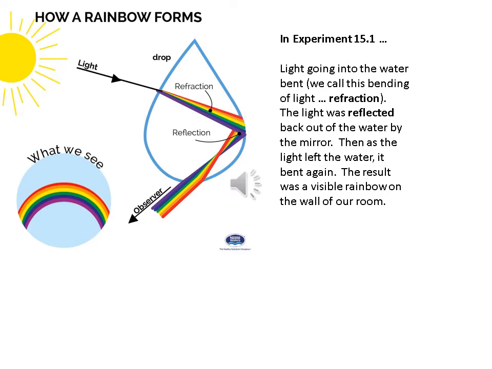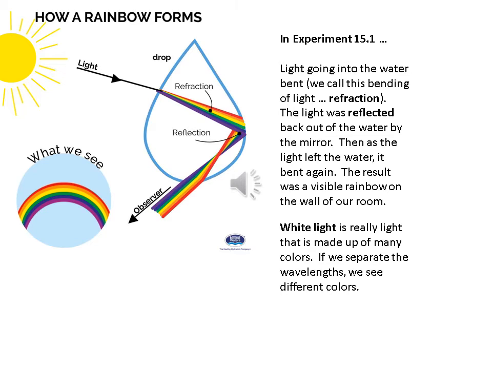I went ahead and did a video of us doing experiment 15.1. Hopefully you did it at home, but if you didn't, on YouTube I am going to post a video of us doing that, so that you can see how experiment 15.1 was supposed to work. From this we can tell that white light is really light that's made up of many colors, and if we separate the wavelengths we see the different colors, and that's something that you read about this past week.